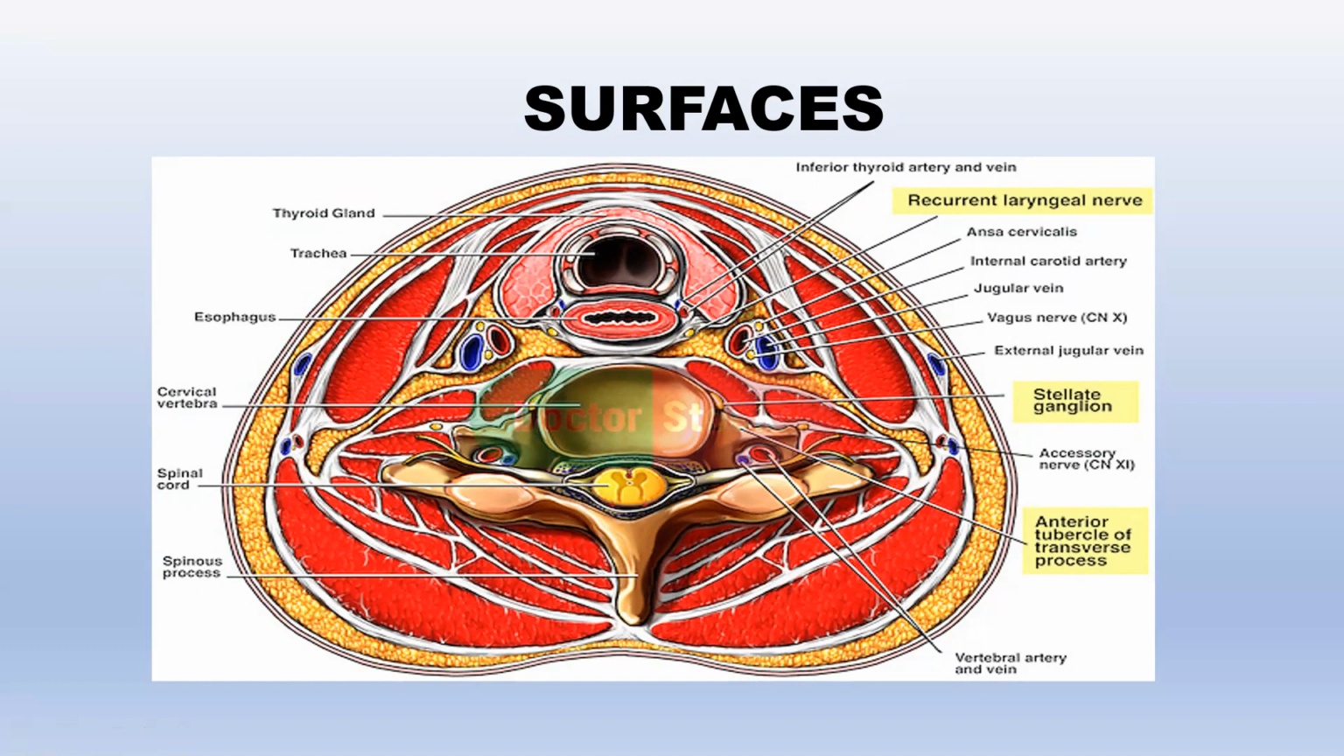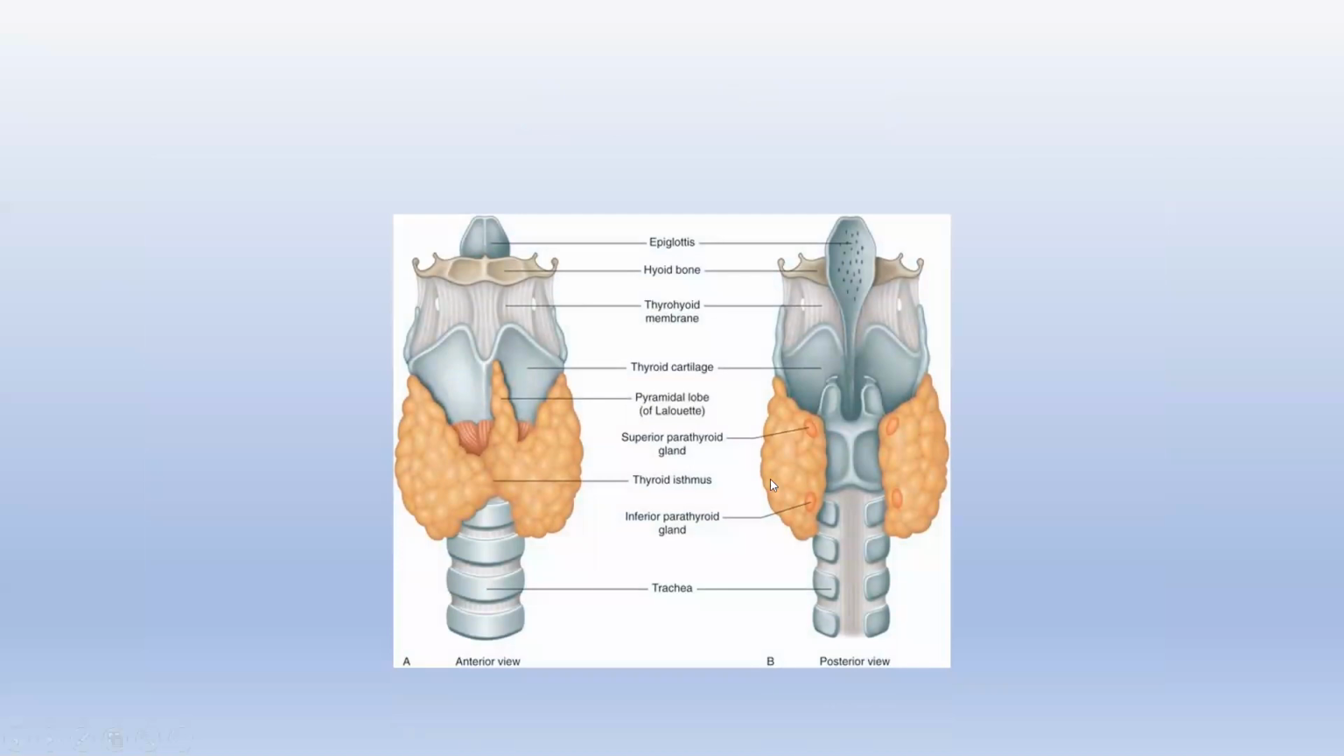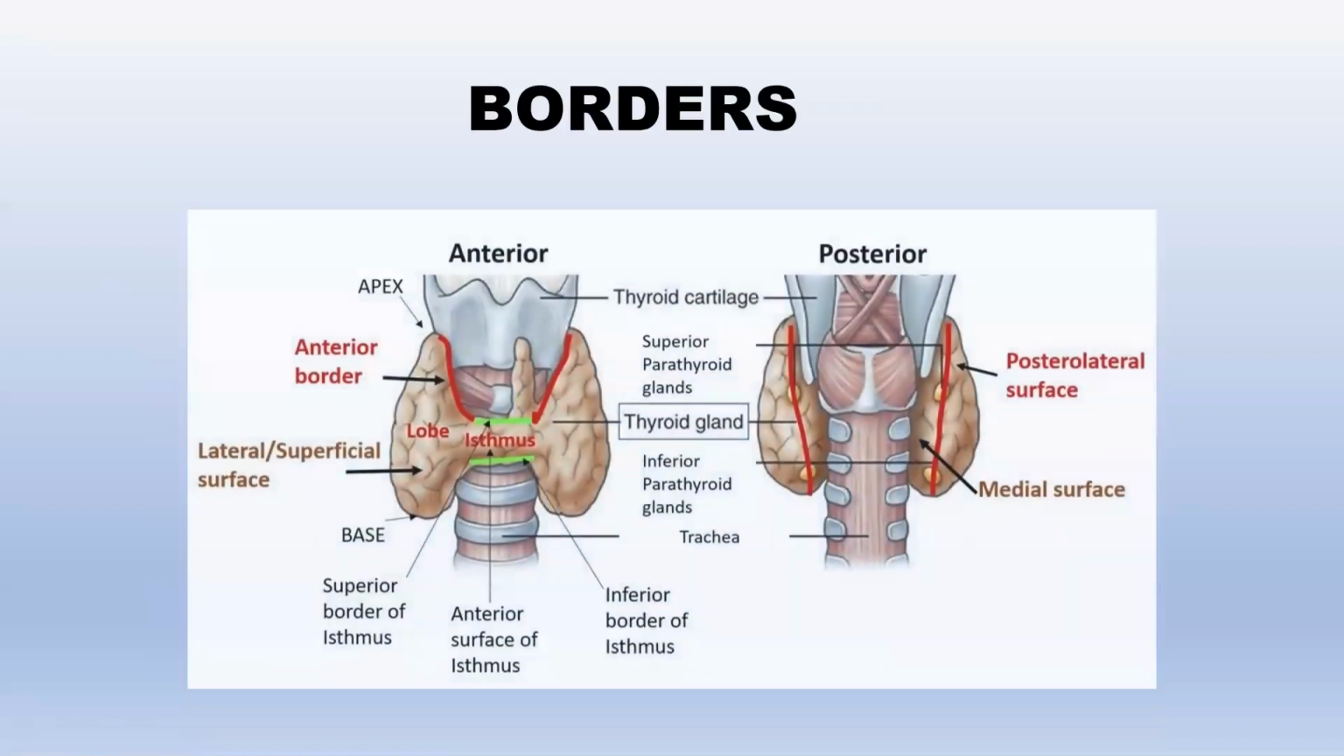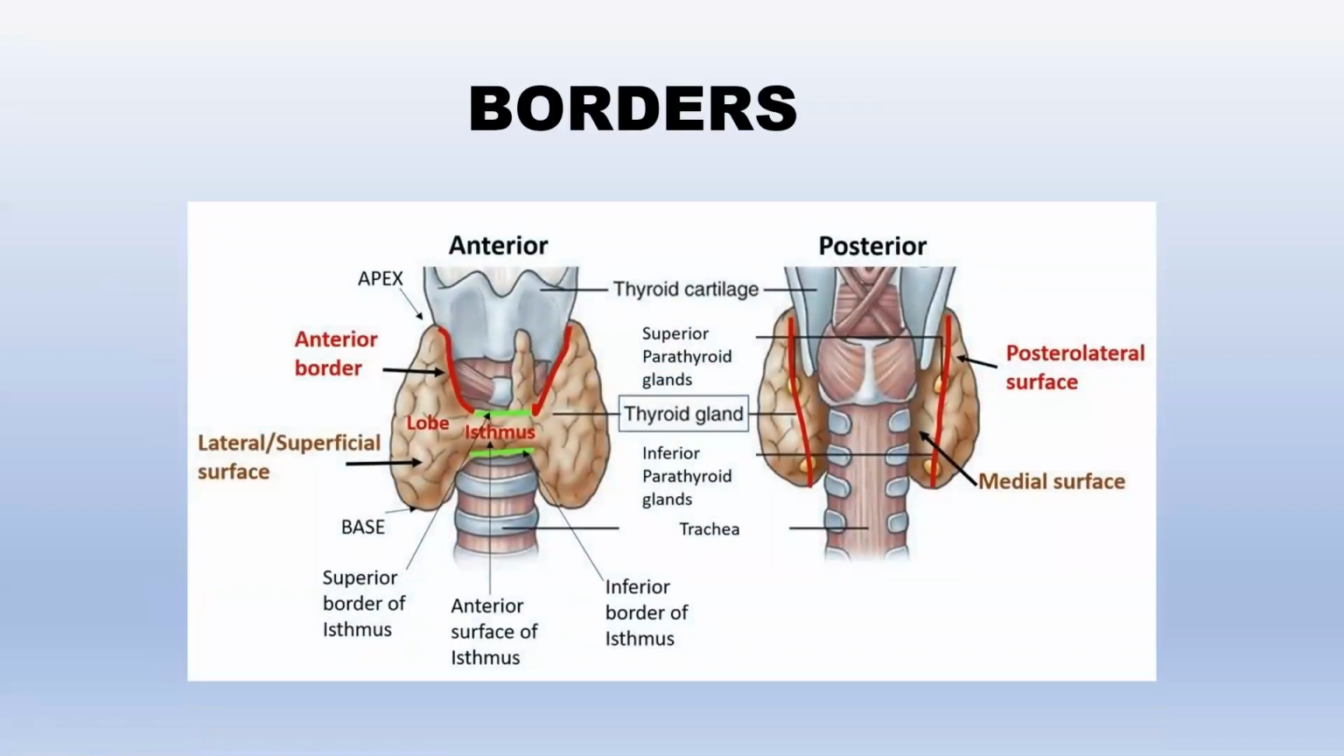You'll be able to appreciate the posterior relation, which means the medial surface is related to the inferior constrictor muscle and cricothyroid muscle. In this picture, you'll be able to appreciate the relations or surfaces of the thyroid cartilage. So, two borders: anterior border and posterior border. Here you'll be able to well appreciate the anterior and posterior border. This is the anterior border, this is the posterior border.